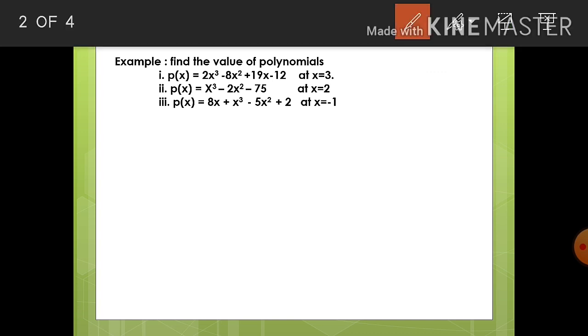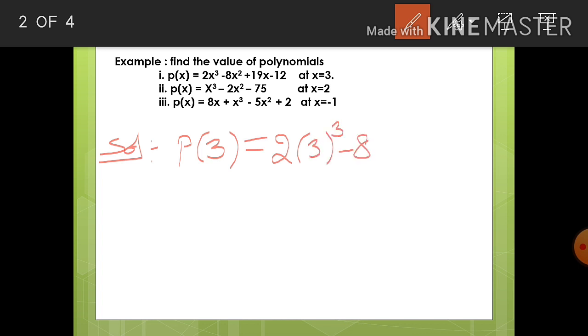Find the value of the polynomial p of x equal to 2x cube minus 8x square plus 19x minus 12 at x equal to 3. Let us solve it now. P of 3, now I have to replace x with 3. So what will I get now? 2 into 3 cube minus 8 into 3 square plus 19 into 3 minus 12.